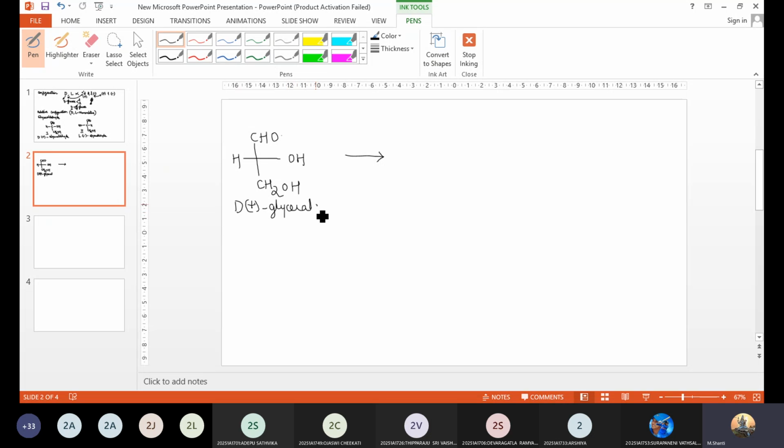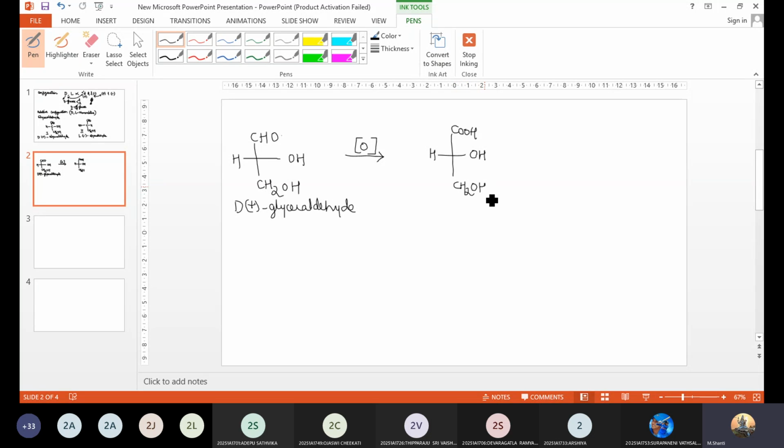So this is subjected to oxidation. Okay. So what does it give on oxidation? Any guess? Acid, ma'am. Very good. Aldehyde will be converted to carboxylic acid group.